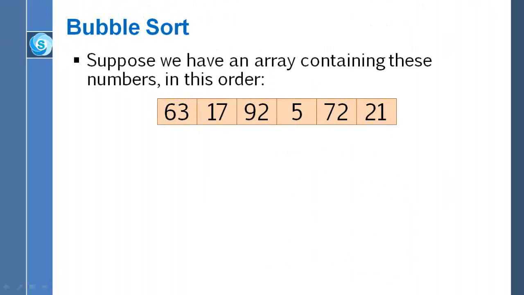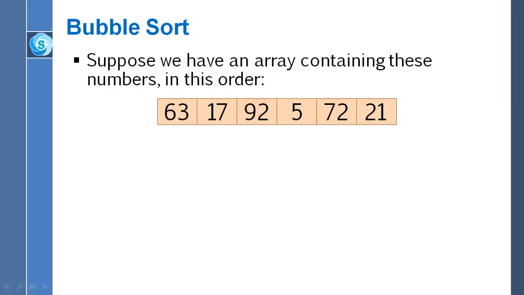An example of sorting using bubble sort. Here we begin with an array of 6 numbers. We've got the number 63 in position 0, 17 in position 1, 92 in position 2, 5 in position 3, 72 in position 4, and 21 in position 5.